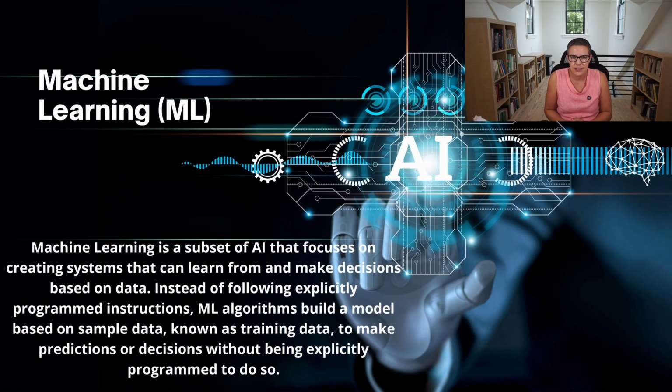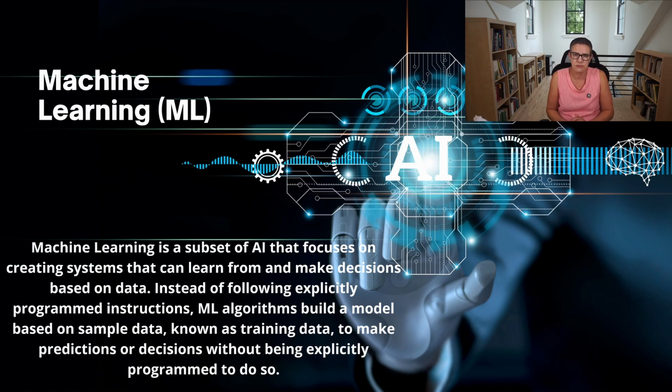We will now move on to machine learning, which I mentioned before. The definition of machine learning is that it's a subset of AI that focuses on creating systems that can learn from and make decisions based on data. Instead of following explicitly programmed instructions, ML algorithms build a model based on sample data, known as training data, to make predictions or decisions without being explicitly programmed to do so.